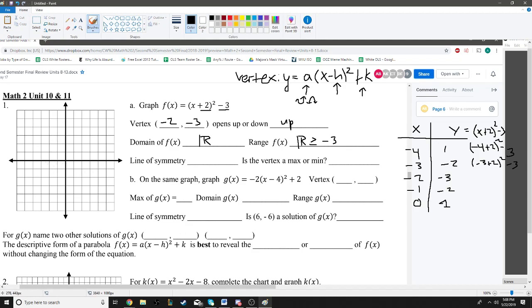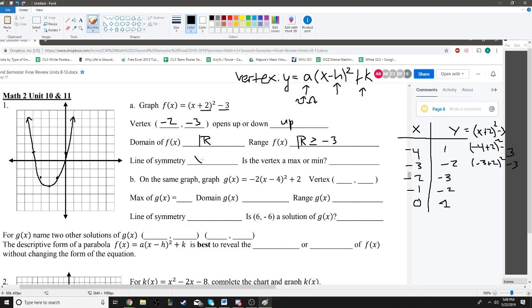So at negative 4 comma 1, there's a point. At negative 3, negative 2, there's a point. Negative 2, negative 3, there's a point. Negative 1, negative 2, a point. And 0 comma 1, a point. And just connect them all as best you can. I'm drawing with the mouse, so I have an excuse.